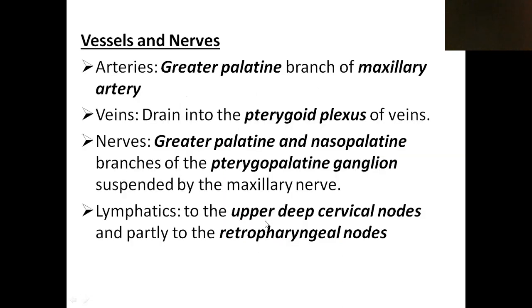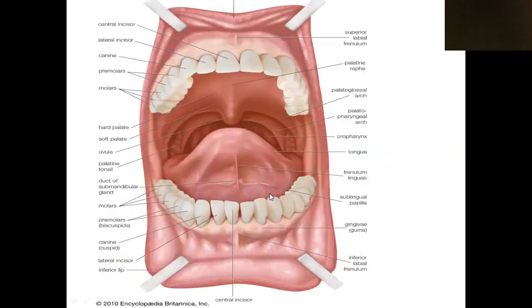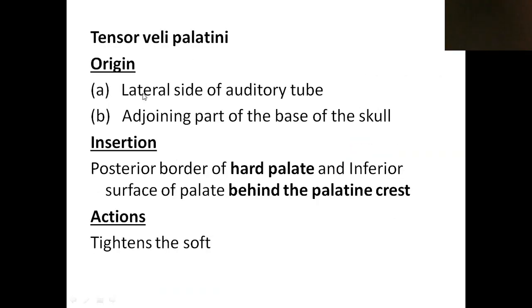Clear? So origin and insertion of tensor veli palatini muscle. Origin from the lateral side of the auditory tube, then base of the skull, inserted to the posterior border and inferior surface of the hard palate to tighten the soft palate.